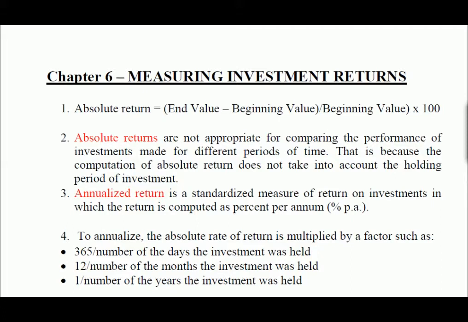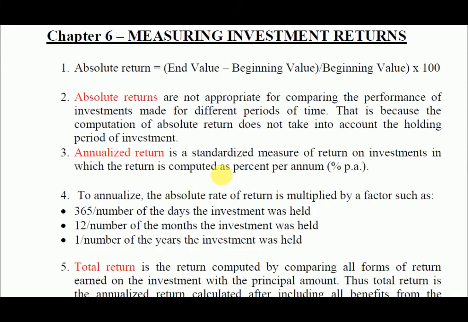We are going to study NISM Series, Chapter 6, Measuring Investment Returns. Absolute return equals (end value minus beginning value) divided by beginning value, into 100. Absolute returns are not appropriate for comparing the performance of investments made for different periods of time, because the computation of absolute return does not take into account the holding period of investment.